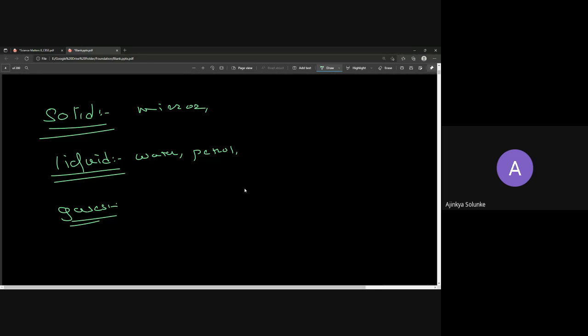Gases? Carbon dioxide, oxygen. Dust? Okay, dust particles will come under solids, not gas. So we have CO2, N2, O2: carbon dioxide, nitrogen, oxygen. We have so many things. So all these are mediums.